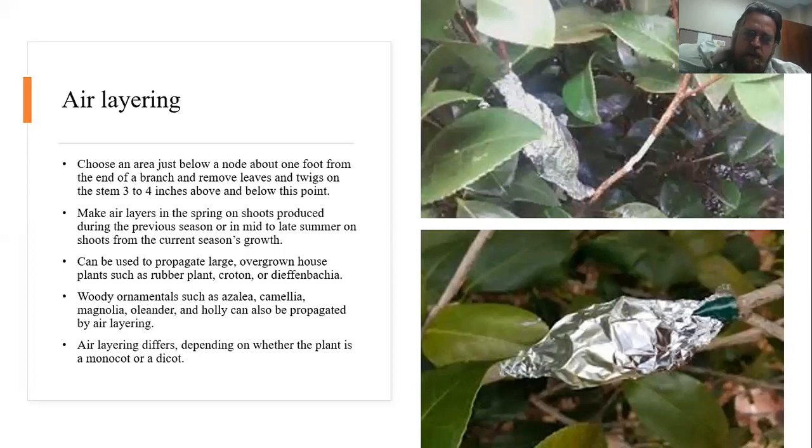One thing that is important is the method we're going to use for air layering is going to be a little bit different between monocots and dicots. I just want to take a second as a reminder that monocots, when we look at them, their initial growth is going to have one seed leaf. That's where the name monocot comes from.